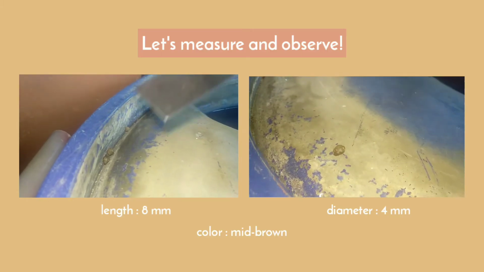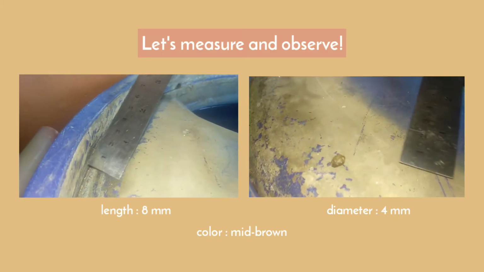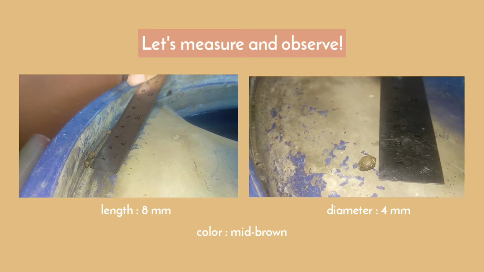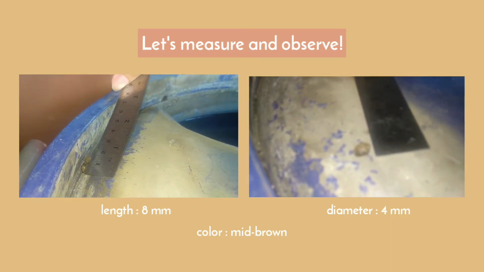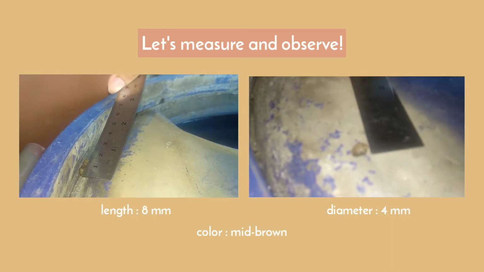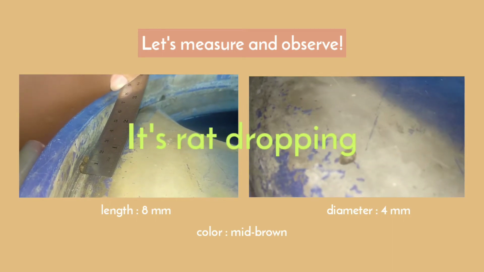Okay, let's measure and observe. The length of the rodent dropping is 8 mm and the diameter is 4 mm and the color is mid-brown. Based on the diameter, it's rat droppings, but I'm not really sure about that.